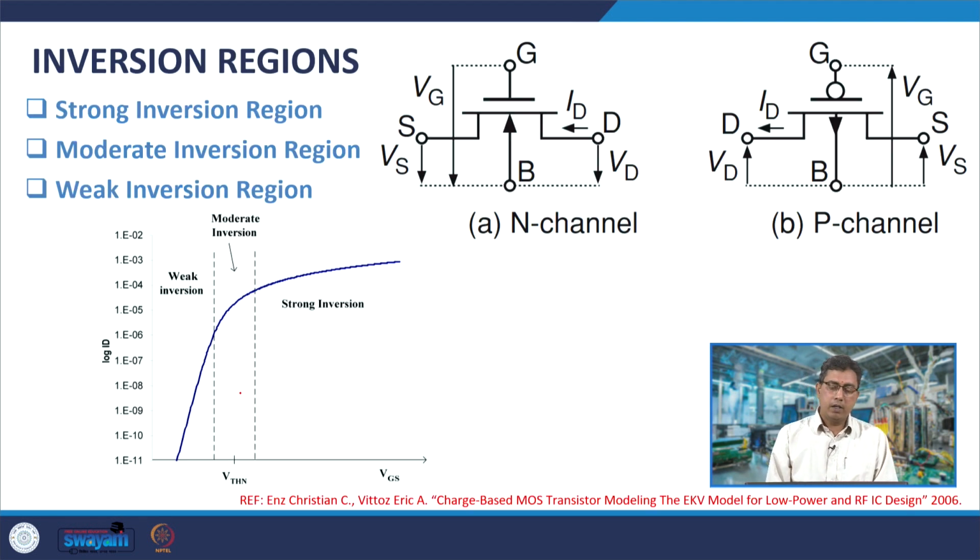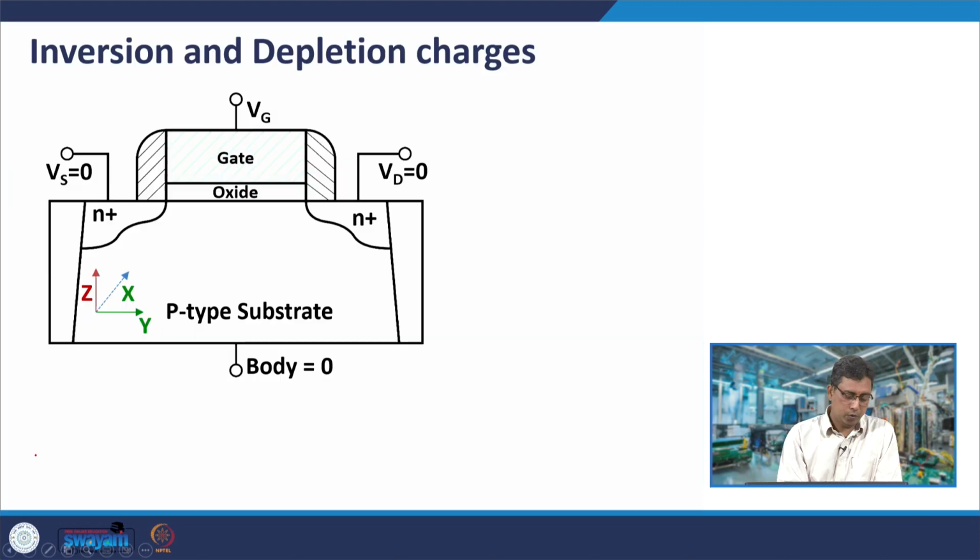We had discussed in the introductory lecture that it is the moderate inversion region which is very important, along with weak inversion, and also strong inversion in low voltage MOSFET operation. So, now let us discuss the basic structure of the planar MOSFET.